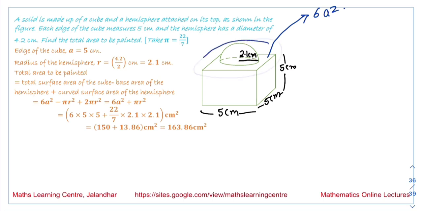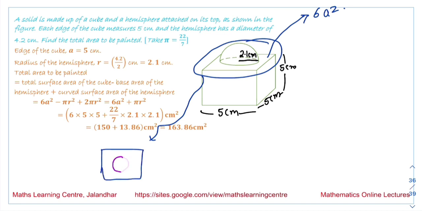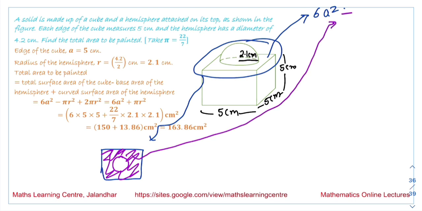If we look at this top portion over here, we are saying it is a square. From this square, this portion over here, the hemispherical portion, is removed, so we are left with this portion only. To calculate the area of this portion, we are subtracting the area of this circular region, which is pi r square, that is 2.1 square, and we are adding to it the area of this spherical portion.